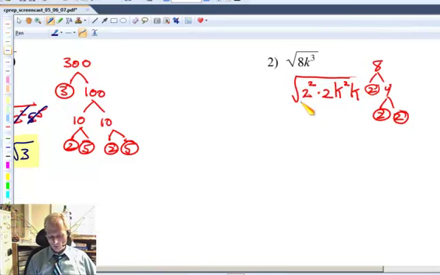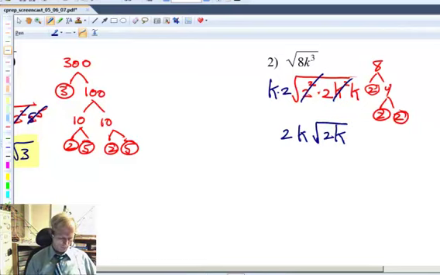And now I'm going to go through and I can cross out one of anything that is in a set of a pair, and that leaves me with 2k outside the radical and 2k inside the radical. And I am finished.